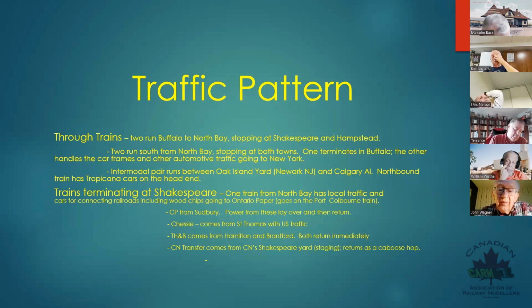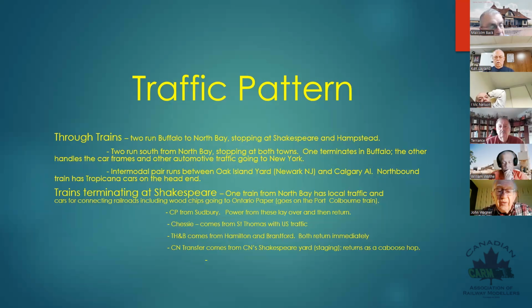Chessie comes in from St. Thomas, with a lot of U.S. traffic. It just comes in and leaves. They don't lay over. And same with TH&B. They come from Hamilton and Stratford, and they return again immediately. And they run with a TH&B engine. Chessie has 2 Chessie engines and their own caboose.